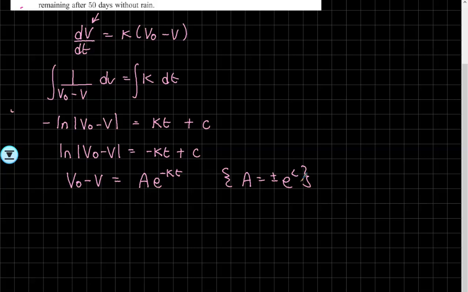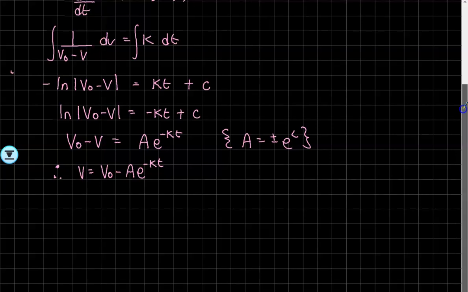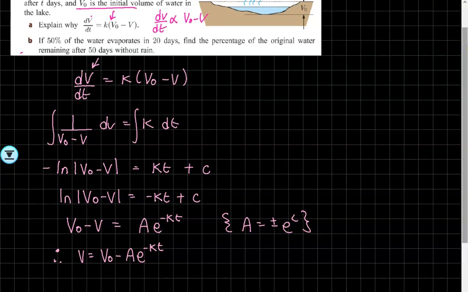Yes? Why is there a negative on the left side? So we've got our little equation there, and now we have to, well, what is it that we're trying to find? Let's go back and read the question. 50% of the water evaporates in 20 days. Find the percentage of the original water remaining after 50 days without rain.